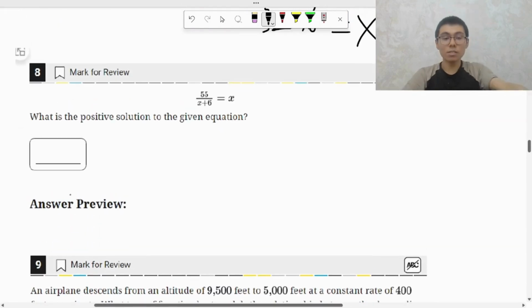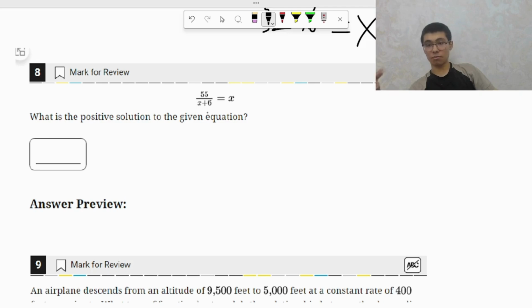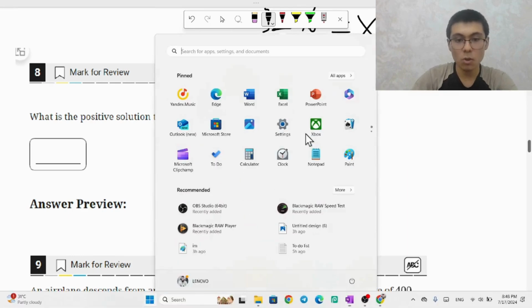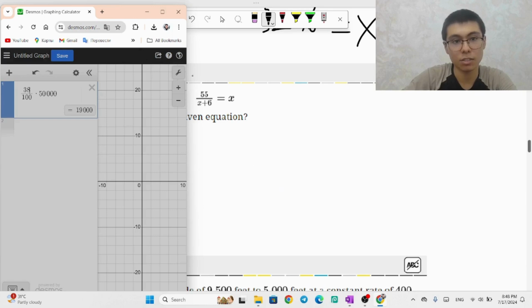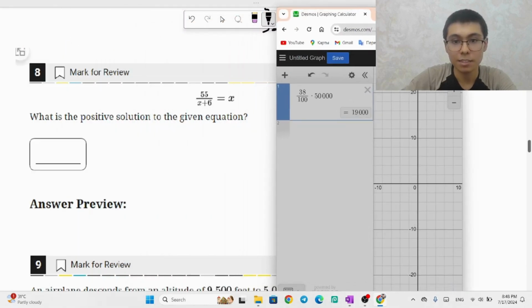Question number 8. What's the positive solution to the given equation? There are essentially two ways of solving this. The first way is through Desmos. In this case, I would use Desmos. And the second way is through solving it manually. So let's first go ahead and go to the Desmos calculator, and let's type the equation in.